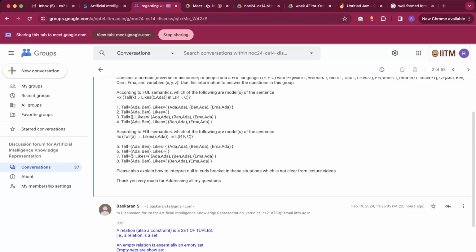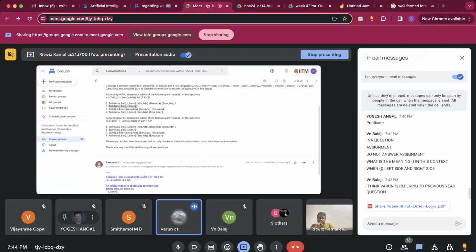What option 2 is telling you is that x can take values Ada and Ben for this tall predicate, but likes cannot take any proper pairs of values. Since it's given for all x, Ada and Ben should be in the likes relation. One of Ada or Ben can be there.